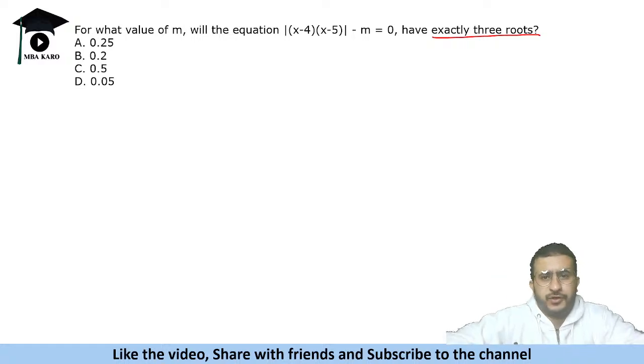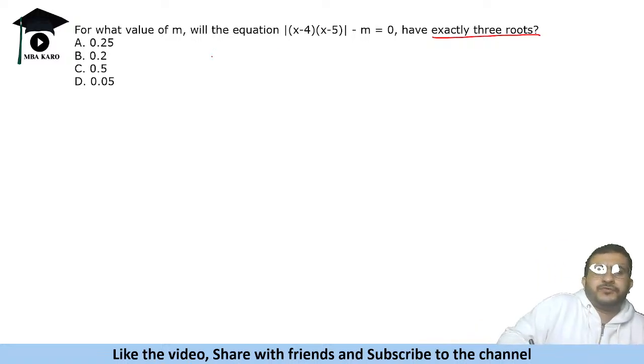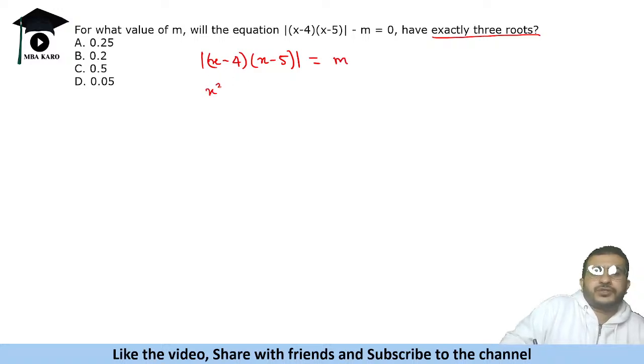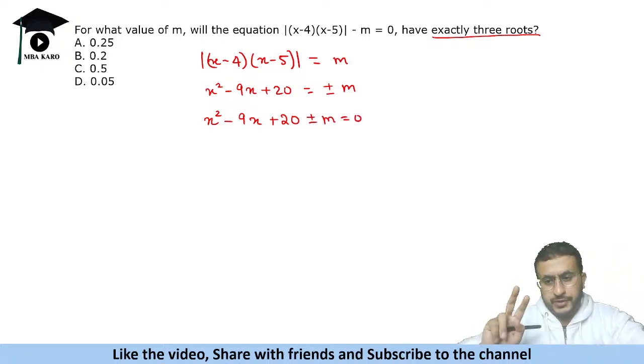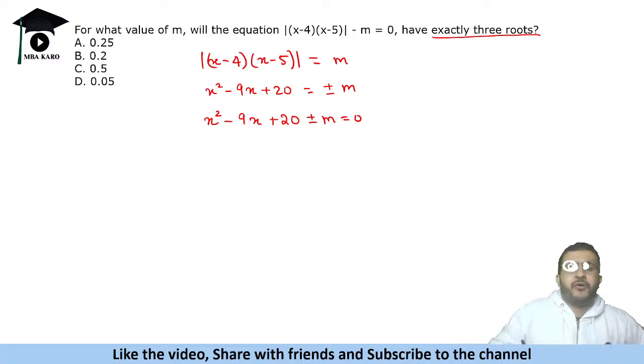Okay, so what would give you exactly three roots? Let's make it into equation form. We have mod of (x minus 4)(x minus 5) is equal to m, right? Now this can be x square minus 9x plus 20, and now this can be plus or minus m. So this means x square minus 9x plus 20 plus minus m equals 0. So we'll take two cases.